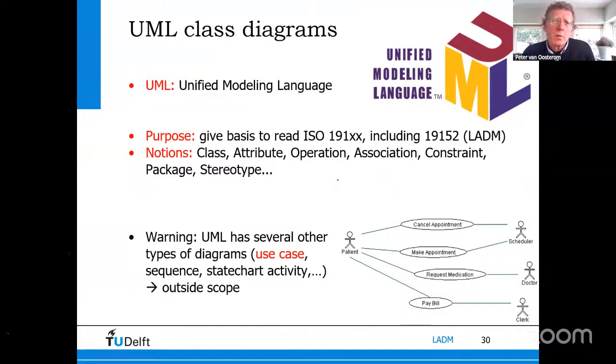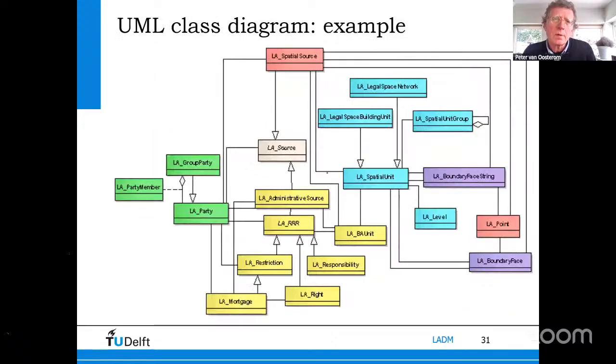And you should remember all these different ingredients of UML: the class, the attribute, the operation, an association, a constraint, a package, a stereotype. These are elements from the UML class diagram. Next to the UML class diagram, there are other diagrams, for example, use case diagram or sequence diagram. They are not used in information modeling, they are more used in process modeling. But now we focus on information modeling.